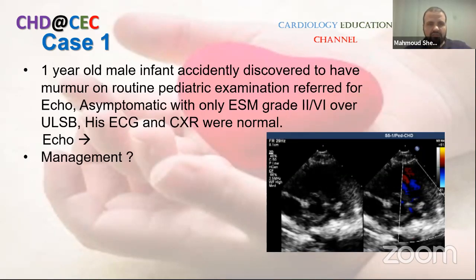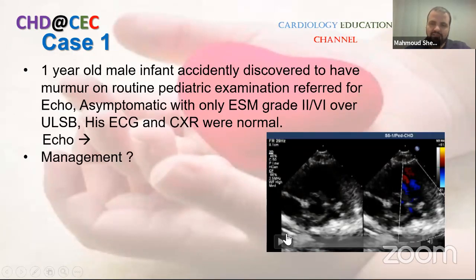We have a 1-year-old male infant accidentally discovered to have a murmur on routine pediatric examination, and then referred for echo. From the history, he is asymptomatic, with only the parents anxious about the murmur. On examination, he has only an ejection systolic murmur grade 2/6 over the upper left sternal border. His ECG and chest X-ray were normal, and this is his echo.